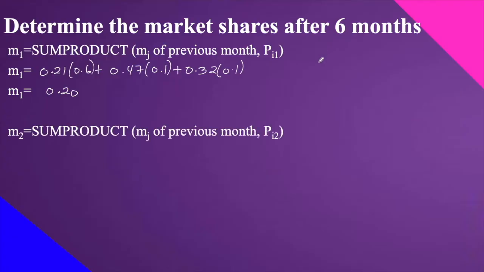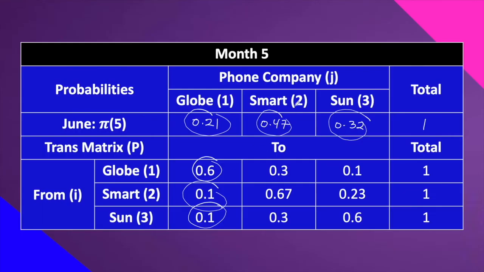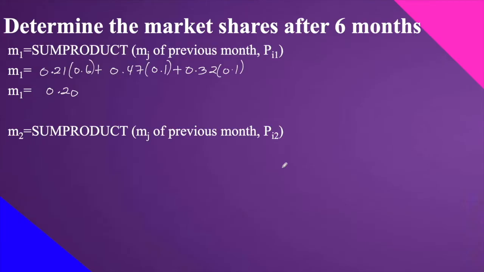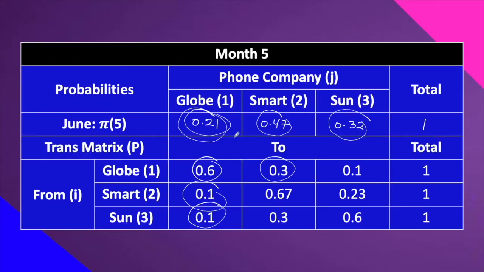So next, let's proceed now to the Smart. M sub 2 equals sum product of M sub J of previous month, which is the 5th month, and the P sub I2. Ito pong column na yan. So we have here 0.21 times 0.3. So let's have 0.21 times 0.3 plus, next we have 0.47 times 0.67.